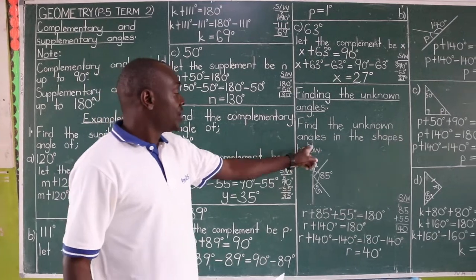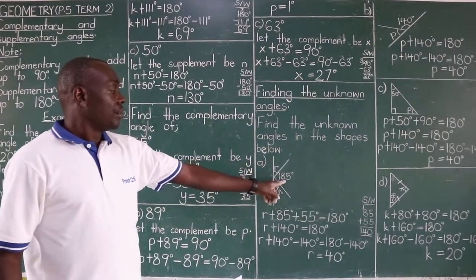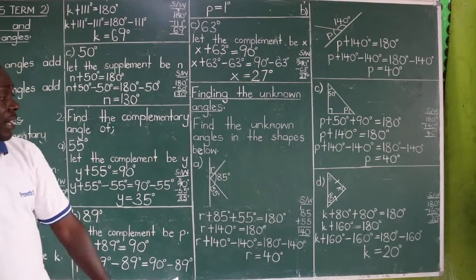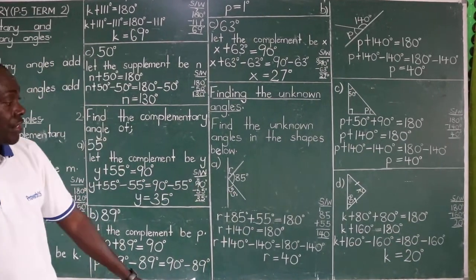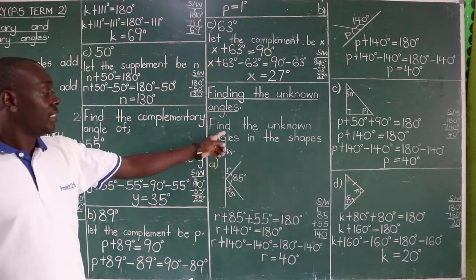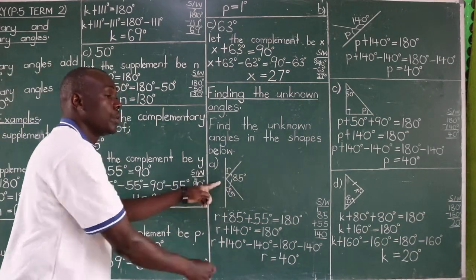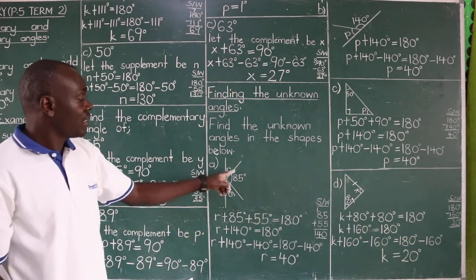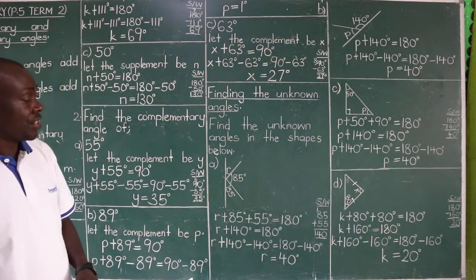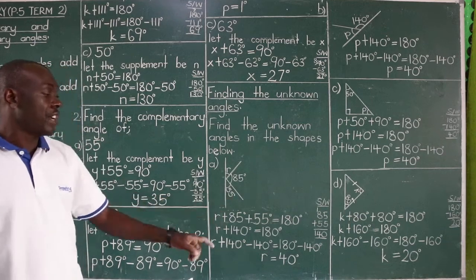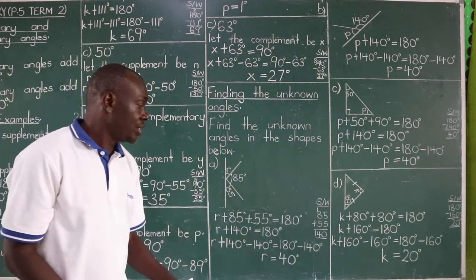You see, this is a straight line, which they have cut into 3 angles. One is called R, another one 85 degrees, another one 55 degrees. But all in all, you must know, all angles on a straight line add up to 180 degrees. So you add this and this and get 180 degrees. So we say R plus 85 degrees plus 55 degrees equals 180 degrees.